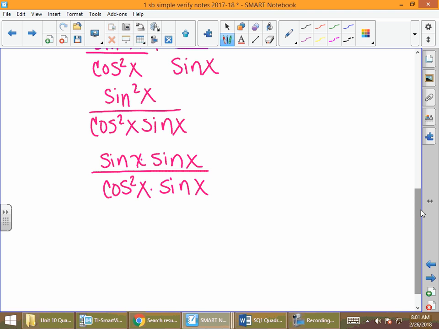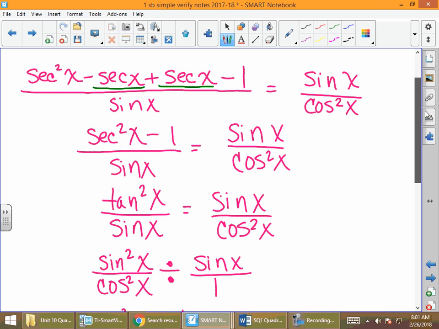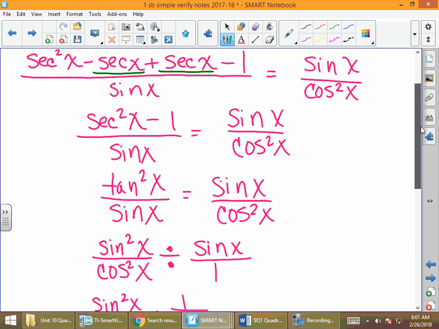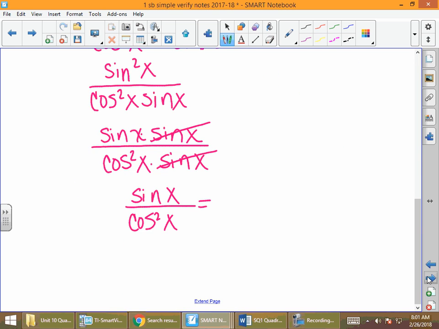And do we have anything exactly the same on the top and on the bottom? Well, we see we've got a sine of x here, we've got a sine of x here, so that leaves us with sine of x divided by cosine squared of x. And as I look over here to the other side, what we see back in the beginning of our problem is that that's exactly what we were trying to turn the other side into.